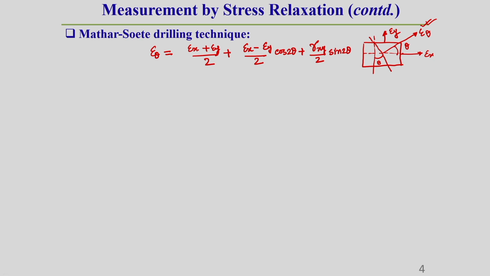So, here you can see in this equation there are 3 unknowns, epsilon x, epsilon y and this gamma xy. So, to find out these 3 unknowns, that is why in the previous slide I showed we place 3 strain gauges. Depending upon this theta value, we can get 3 equations by using this equation number 1. So, from here we can easily find out what epsilon x is, what epsilon y is and what gamma xy is also.